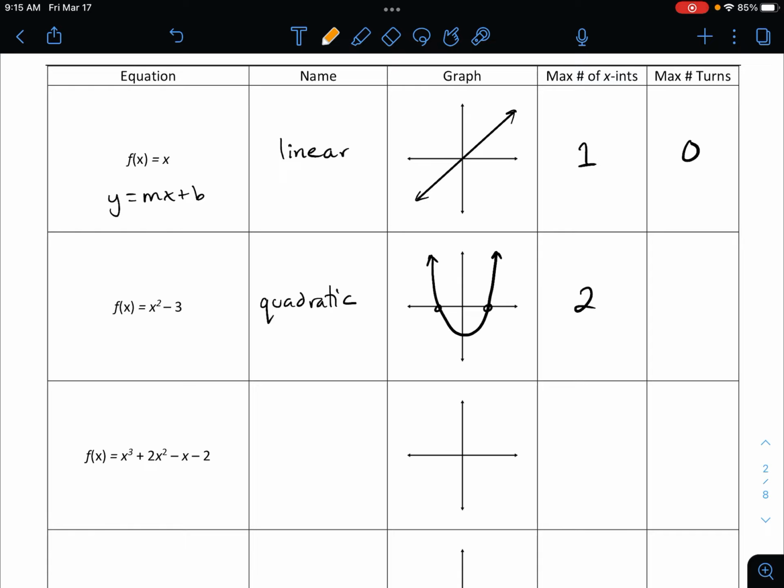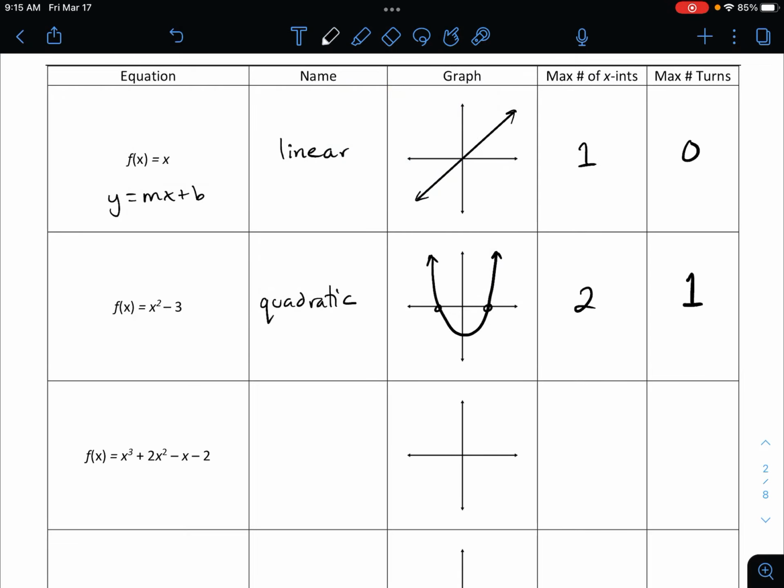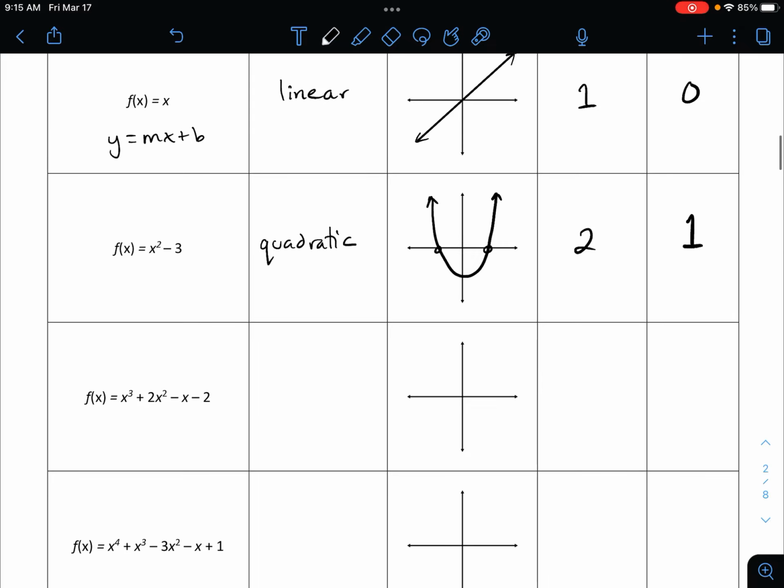Next up, we want to look at the max number of turns. For a quadratic, the max number of turns is 1. It's going to make a turn right there, right? It goes from decreasing to increasing. All right, then we've got our cubic function. It's cubic because we got x to the 3rd power, so that's the highest degree, therefore it's cubic. And this function is going to do something like this.